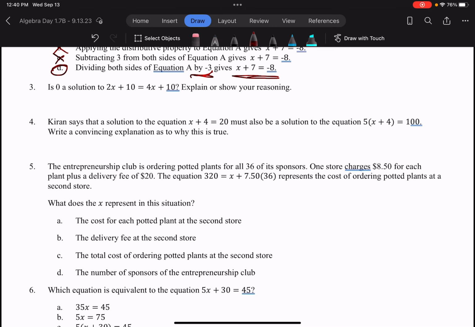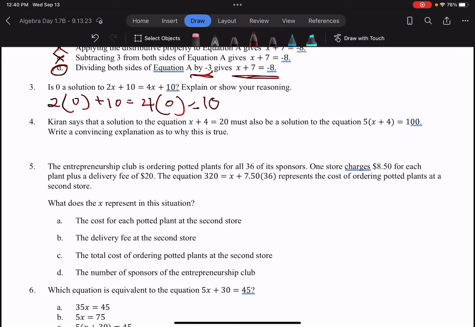All right, is 0 a solution to 2x plus 10 equals 4x plus 10? Explain or show your reasoning. So to show my reasoning, I would go ahead and substitute 0 into the equation and see if that is true. If you get a true statement, then 0 is a solution to the equation. So your job is to continue that and show me and explain why that is true.